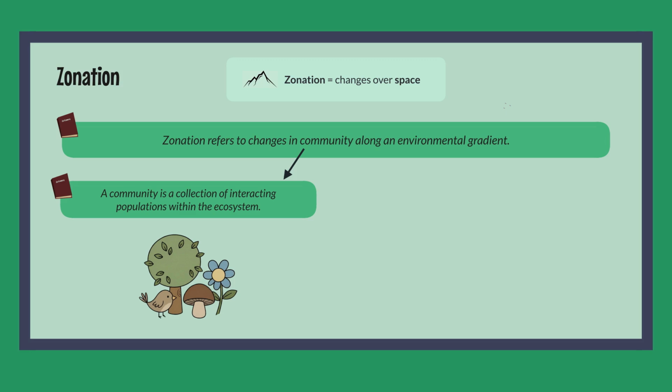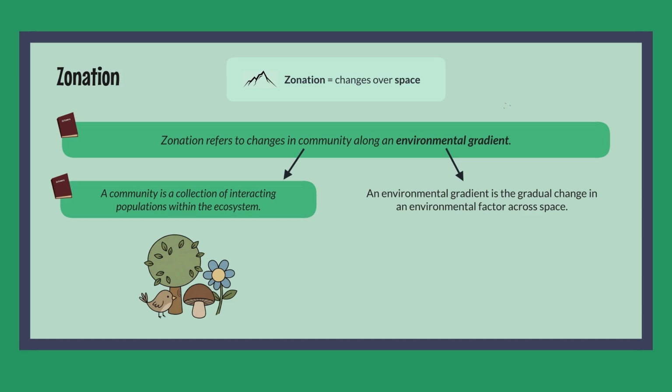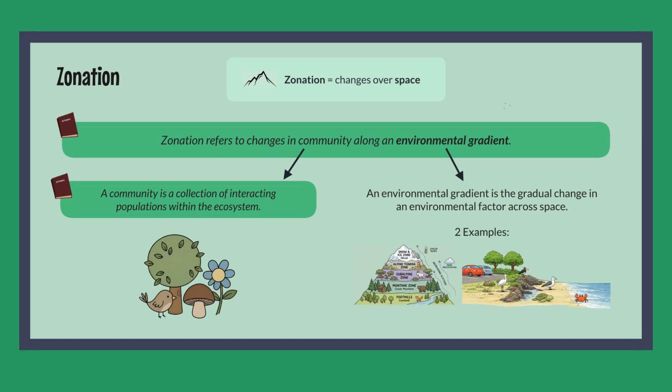Which brings us to our next key term. What is an environmental gradient? An environmental gradient is the gradual change in an environmental factor across space. Now, you don't need to memorize this definition, but you do need to understand what an environmental gradient is. So we're going to look at it through two examples.